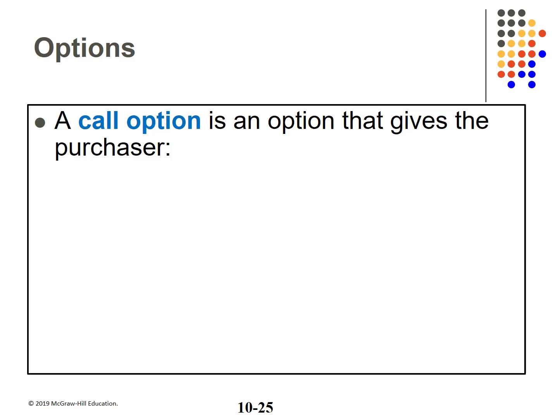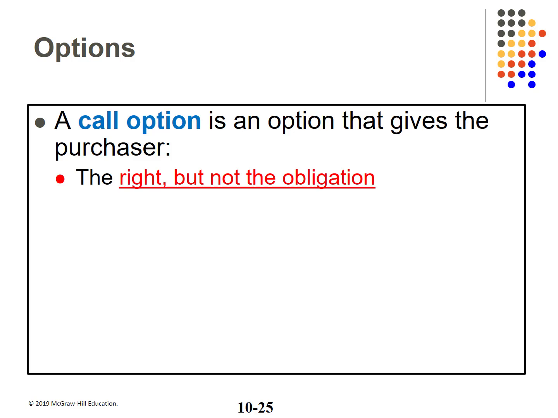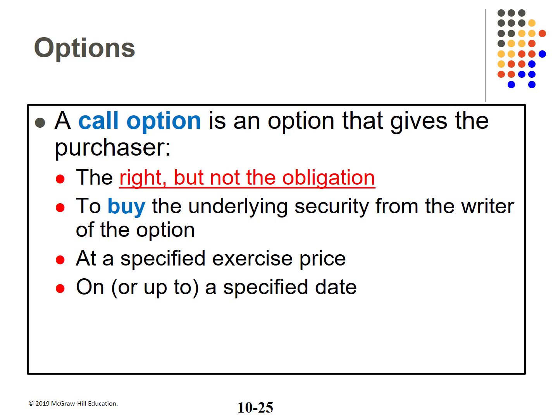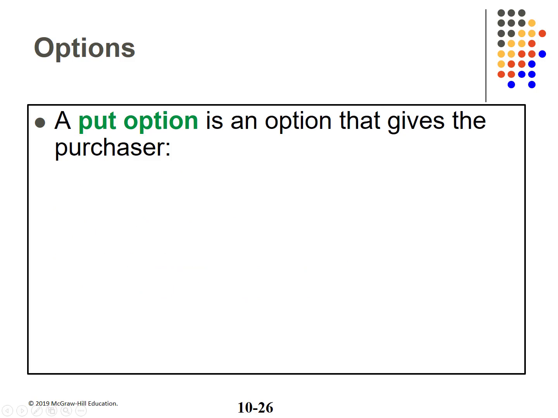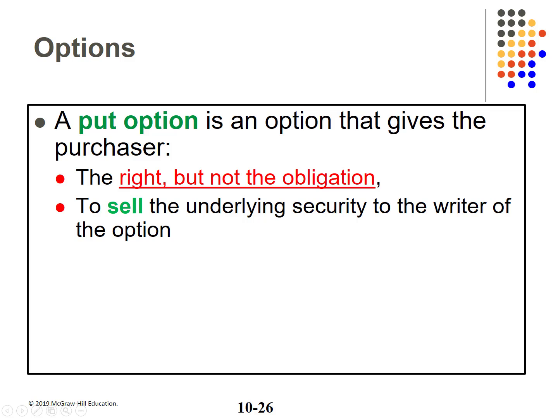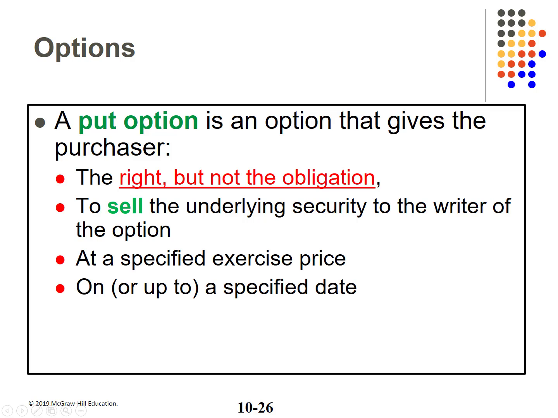A call option gives the buyer the right, but not the obligation, to buy the underlying security at the exercise price on or up to a specified date. A put option gives the buyer the right, but not the obligation, to sell the underlying security at the exercise price on or up to a specified date.